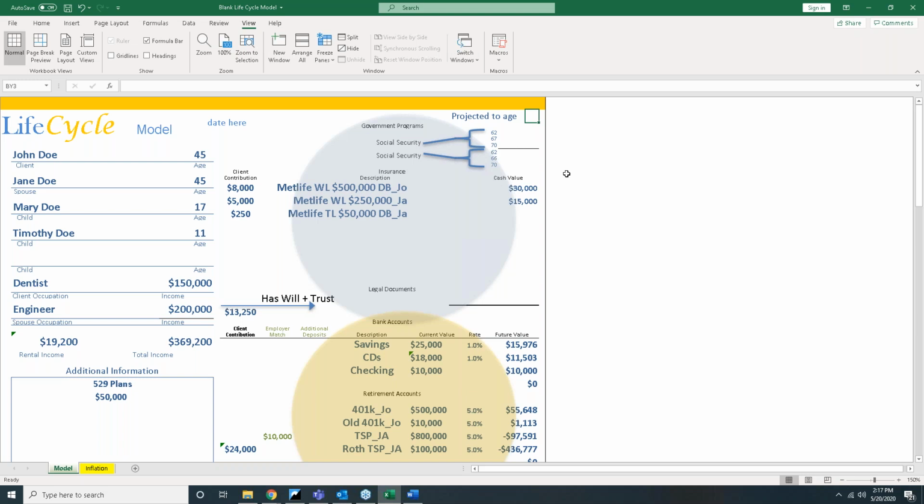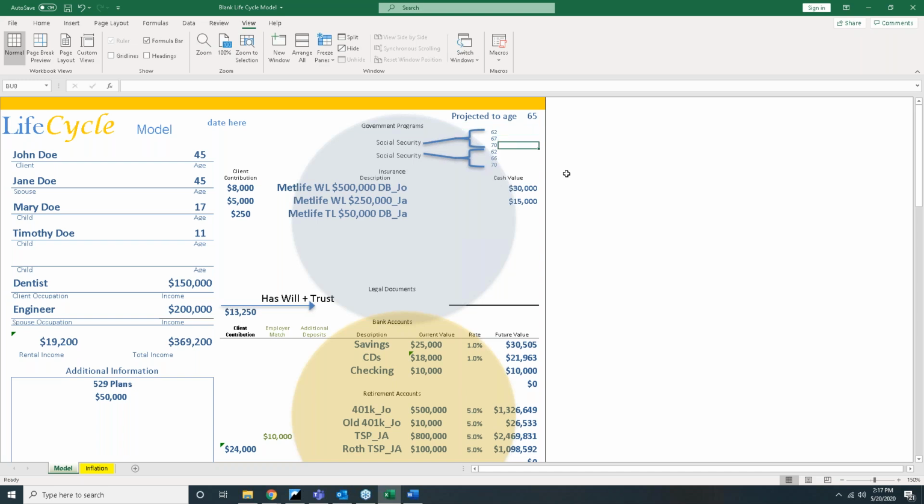We'll put an age that they want to retire at. You get this information from the first appointment you have with the client, where you get all the basics from them, like when they want to retire. So John and Jane Doe say they want to retire at the age of 65. So we'll put 65, and then we'll hit enter.